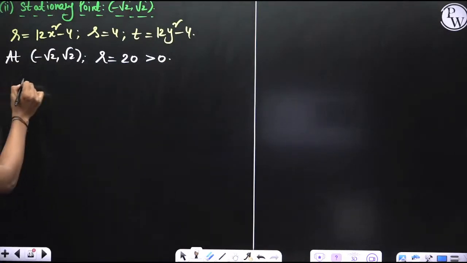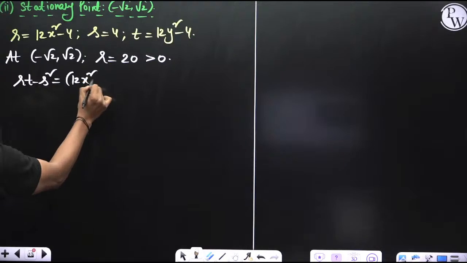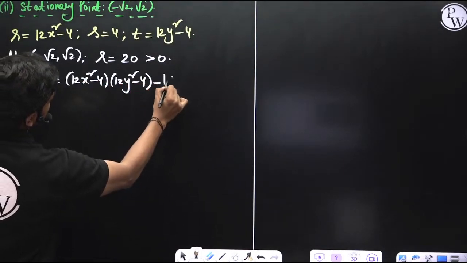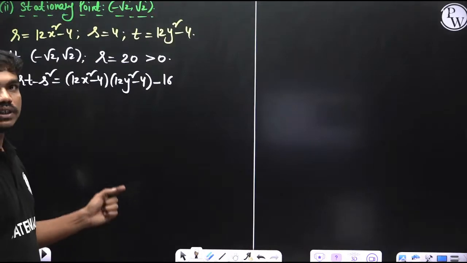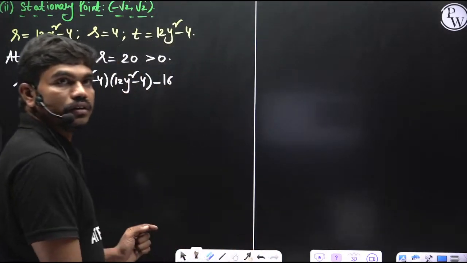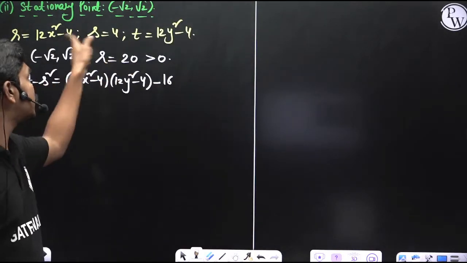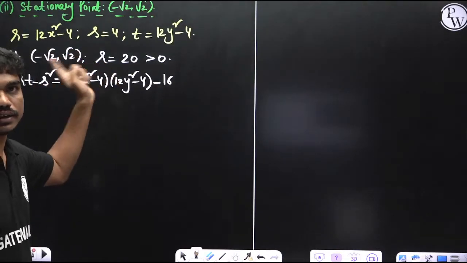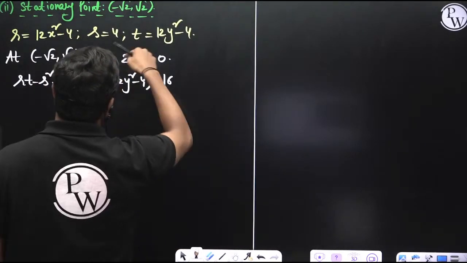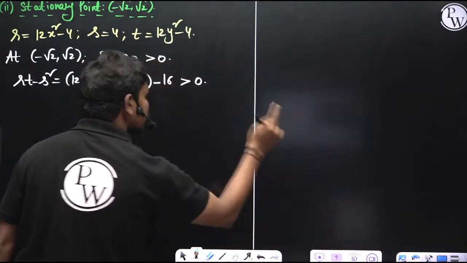Okay, what is rt minus s square value? Let's see, 12x square minus 4 times 12y square minus 4 minus 16 actually. So if you put r, s and t, we check the values of rt minus s square at this point. Clear? If you put these values, minus root 2 comma plus root 2, it is again positive. So this is also positive. So clearly here also we are getting a minimum.